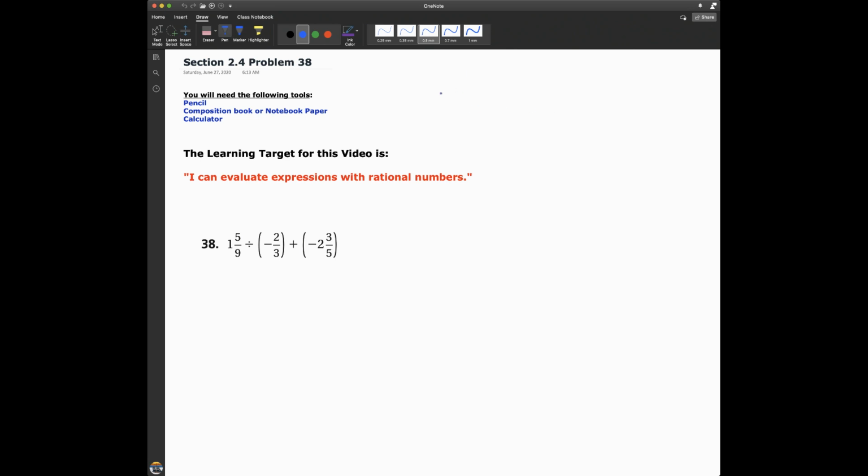It was decimals. We had to remember order of operations, affectionately known as PEMDAS: parentheses, exponents, multiply or divide from left to right, and then you add or subtract from left to right. When we look at this problem, I've got some mixed numbers, some positives, negatives. I'm dividing and I'm adding. When I see mixed numbers, I like to turn those into improper fractions. So let's do that first.